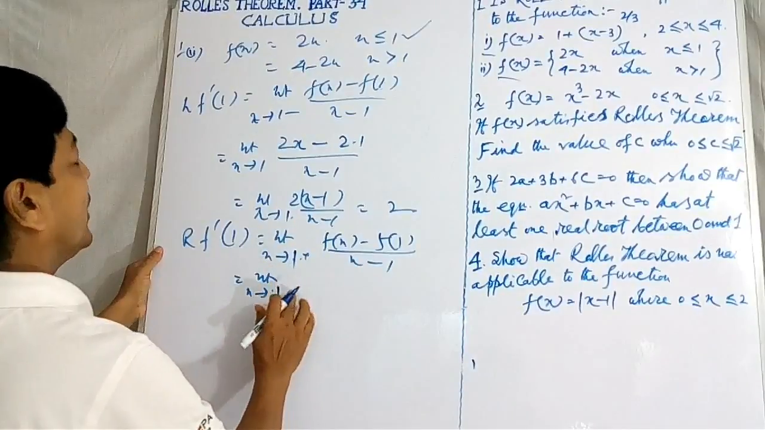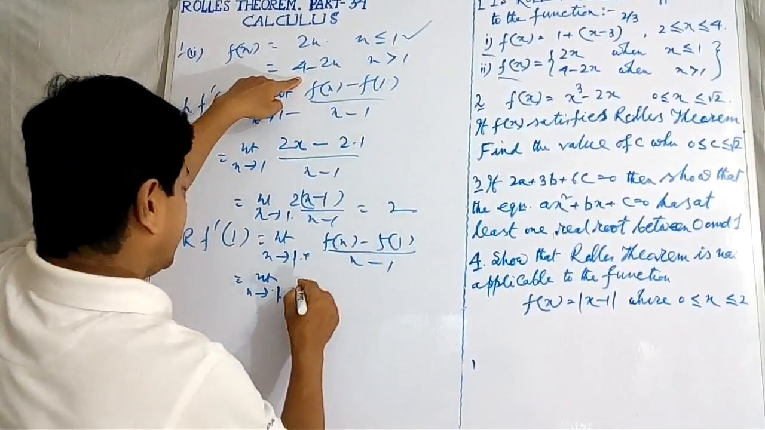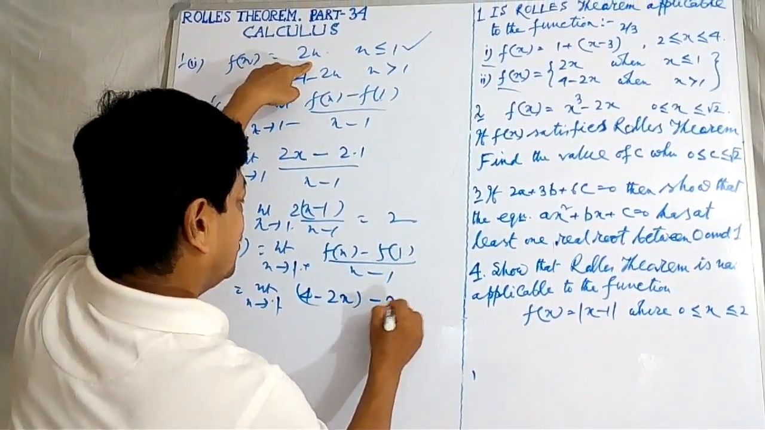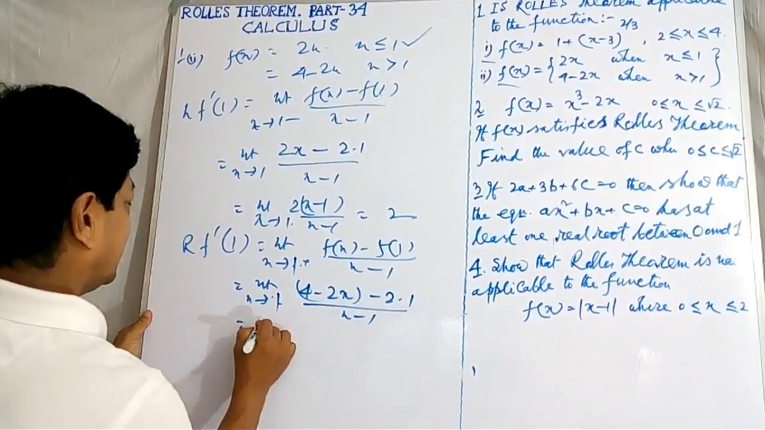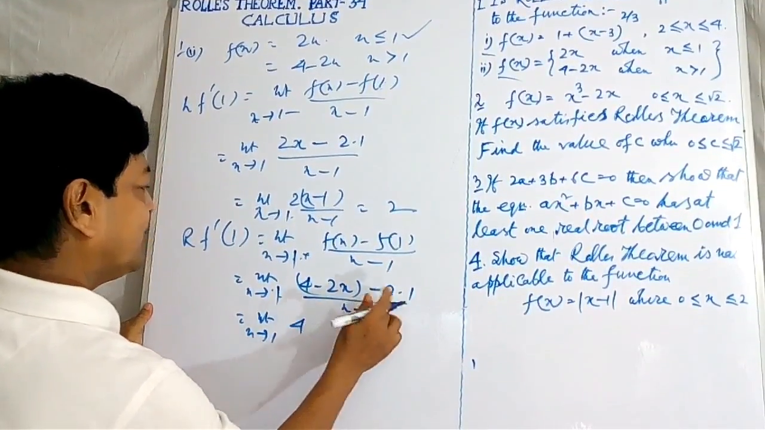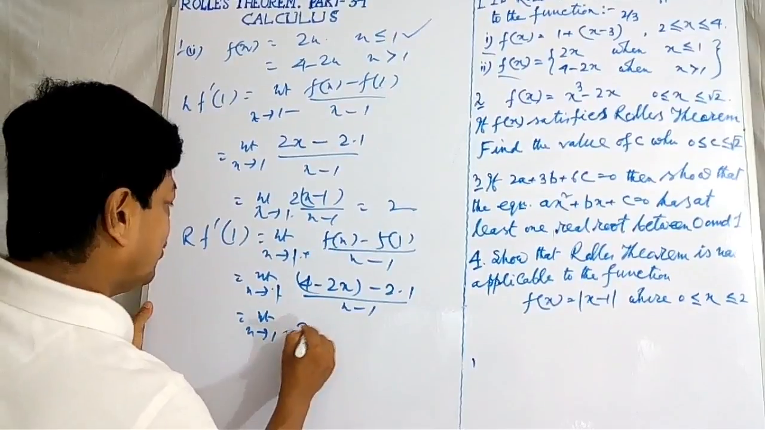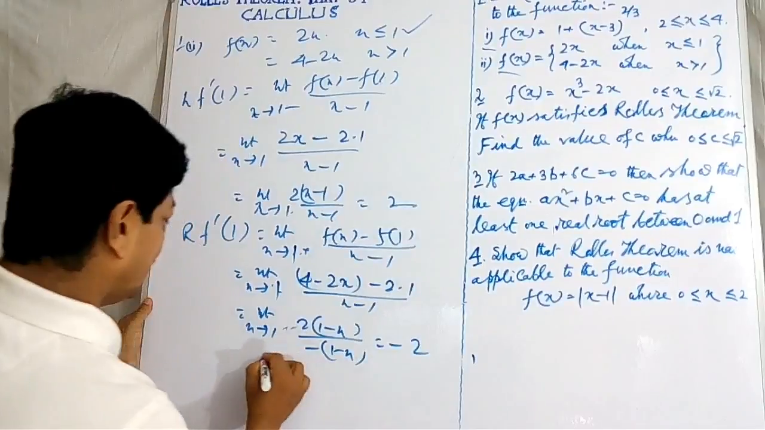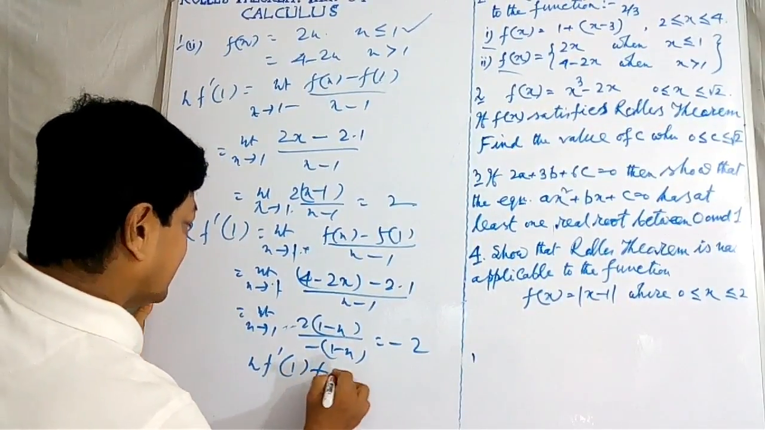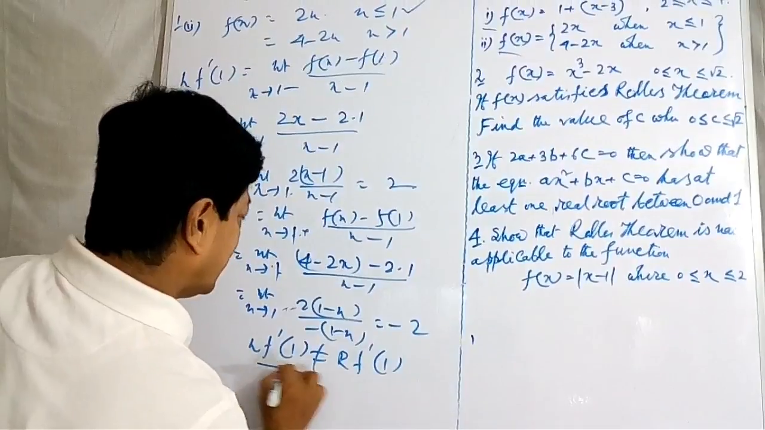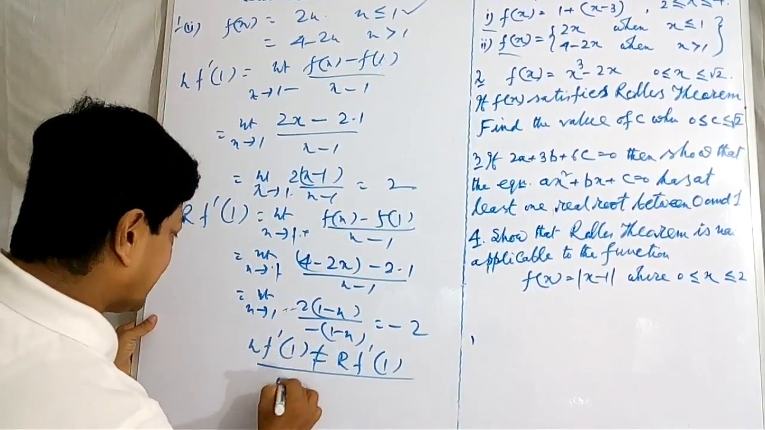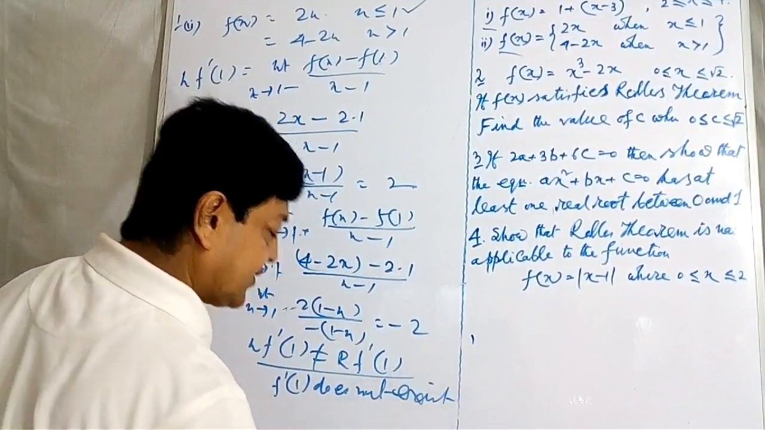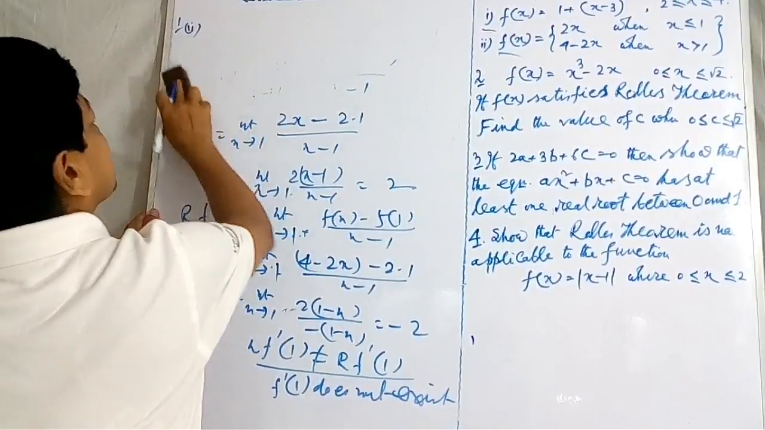And Rf'(1) is the limit as x tends to 1 plus of (f(x) minus f(1)) by (x minus 1). x greater than 1 means f(x) is 4 minus 2x, and f(1) equals 2. So it is (4 minus 2x minus 2) upon (x minus 1), that is (2 minus 2x) upon (x minus 1), which is 2 into (1 minus x) upon (x minus 1), giving minus 2. So Lf'(1) is not equal to Rf'(1), and so f'(1) does not exist. So Rolle's theorem is not applicable to the function.